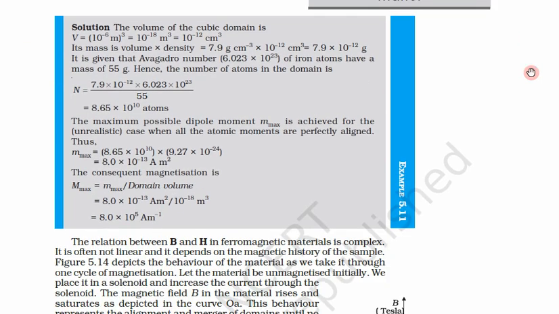So let us do this numerical solution. First of all, volume is equal to 10 to the power minus 6, that means a micrometer, to the power cube, because it is a cube. So this becomes 10 to the power minus 18 meter cube or 10 to the power minus 12 centimeter cube. Now its mass is volume into density. We know what is mass. Mass is simply volume into density.